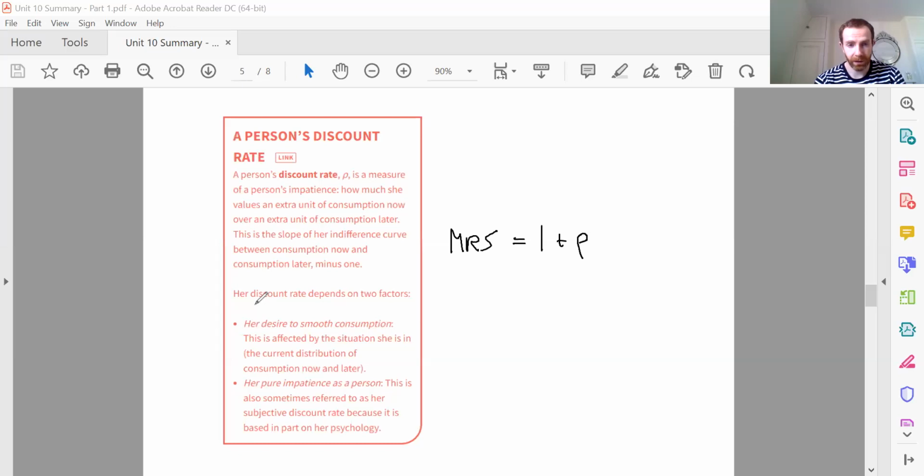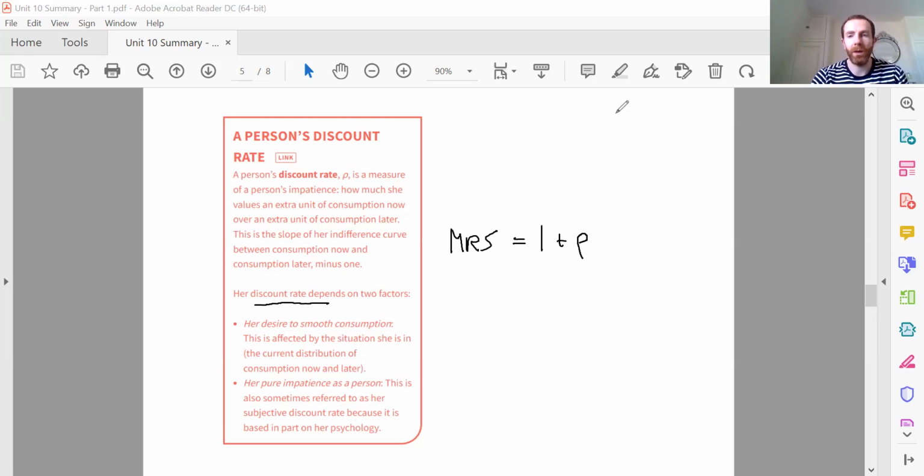And you can see this discount rate depends on the two things that I was talking about before. One is this desire to smooth consumption. How strong is that desire? And the second is the level of pure impatience. How much value does a person put on today versus tomorrow? So these two things will inform what the value of a person's discount rate is. And then because we define the discount rate as the slope of the indifference curve minus 1, we can get this nice formula that the marginal rate of substitution, therefore, is 1 plus the discount rate.